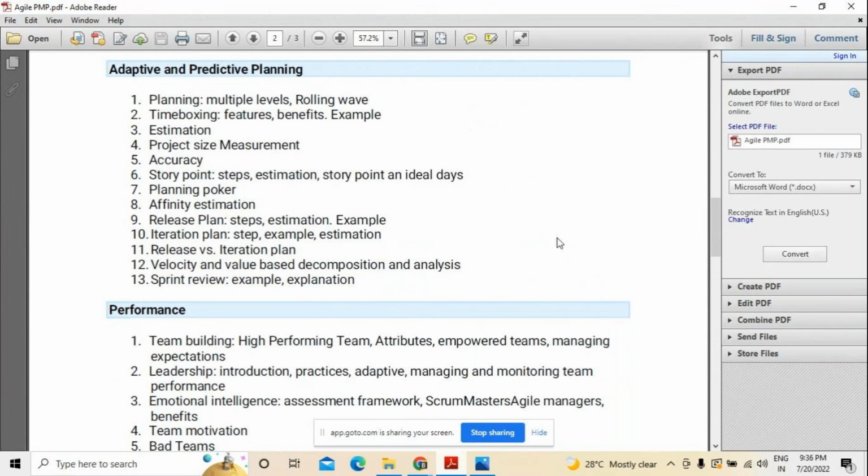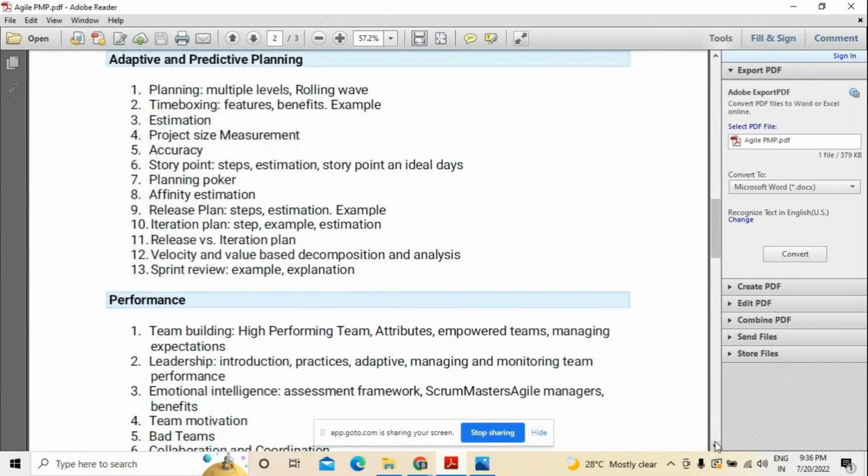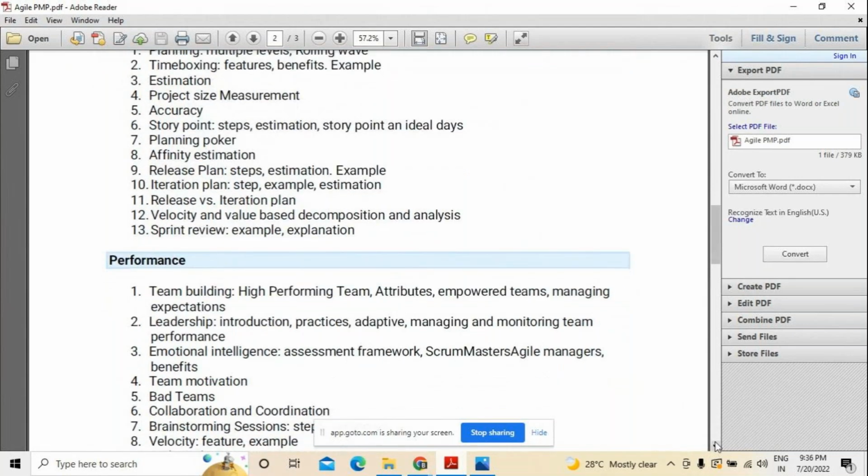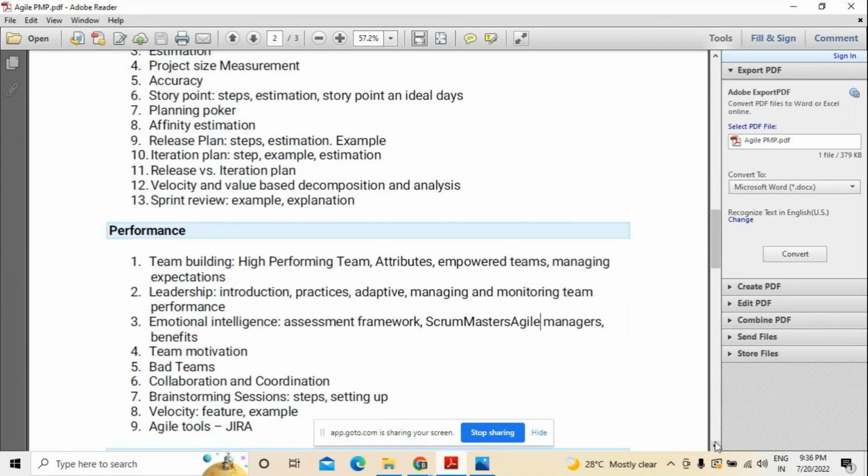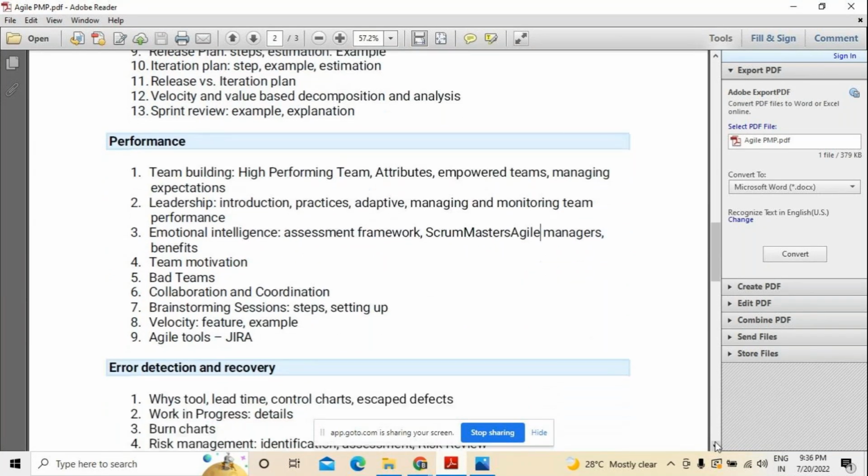Okay. Next, what about the velocity part? Velocity and all I know. Yeah, velocity, sprint reviews, all these you require. Yeah, sorry, you have done already. You know it.